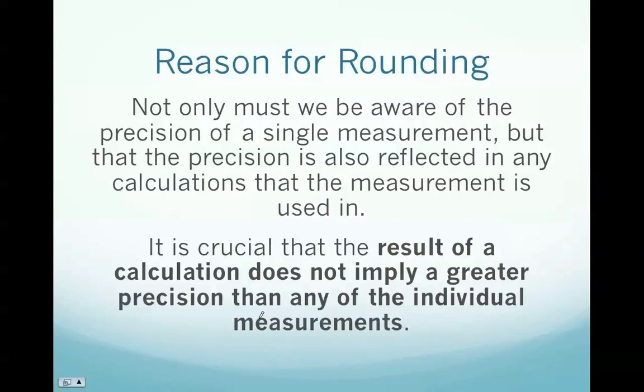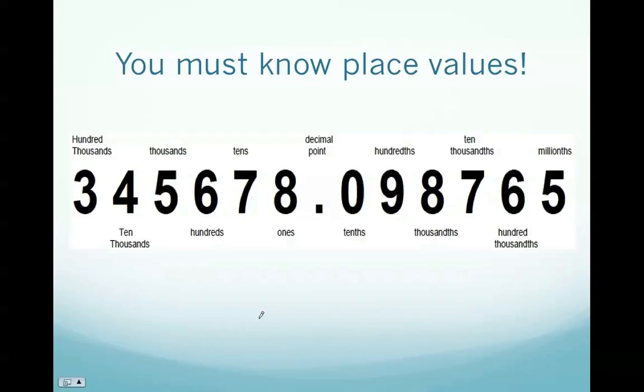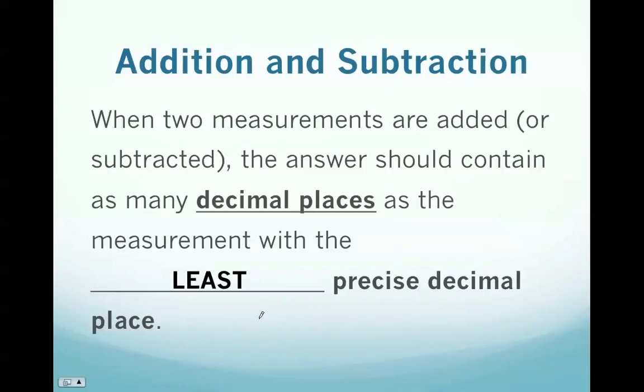Basically, it's critical that the result of our calculation does not imply a greater precision than any of the individual measurements. So we need to make sure that when we have our individual measurements, their precision is reflected in our final answer. I'm going to be talking a lot about place value, so just review that with yourself if you need that.